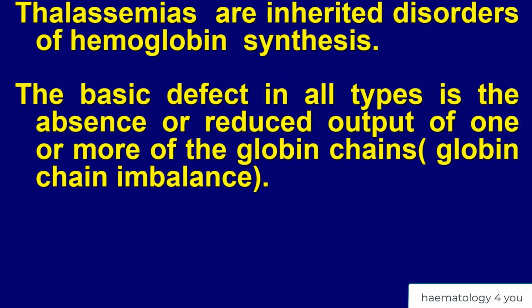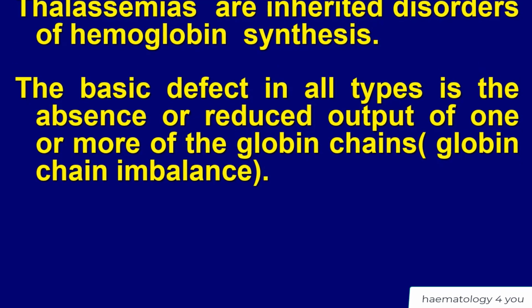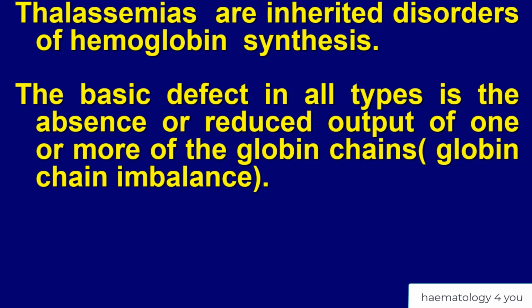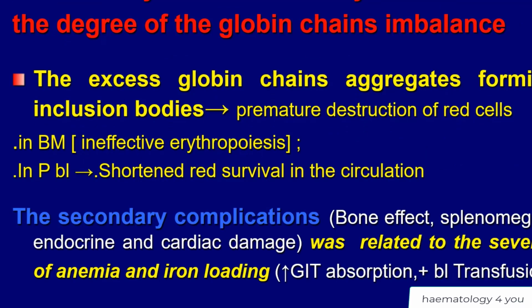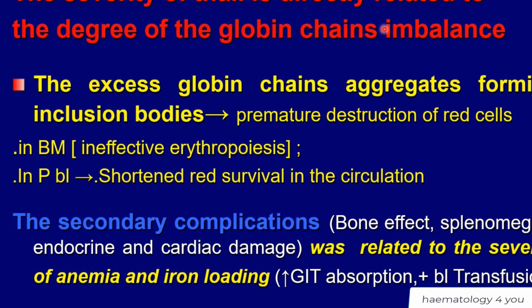Thalassemias are inherited disorders of globin synthesis. The basic defect in all types is the absence or reduced output of one or more of the globin chains. Pathophysiology: the severity of thalassemia is directly related to the degree of the globin chain imbalance.